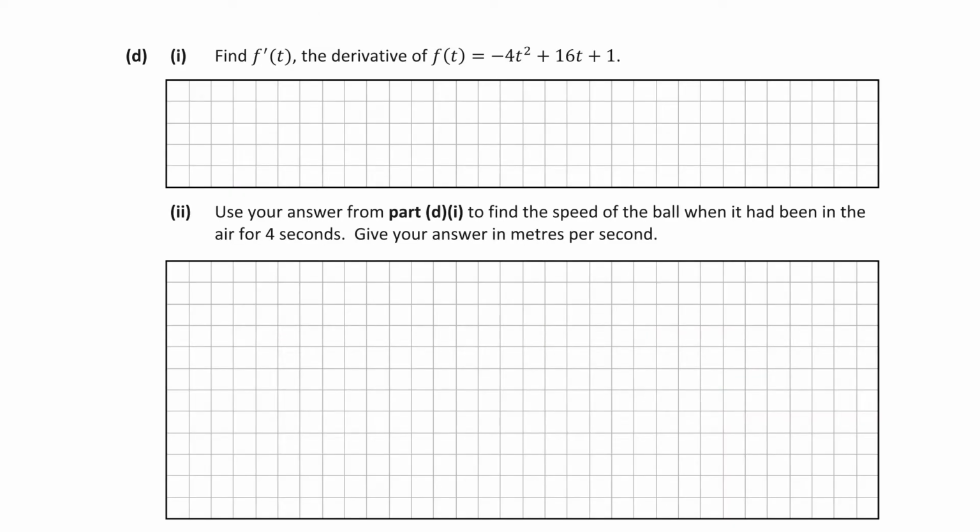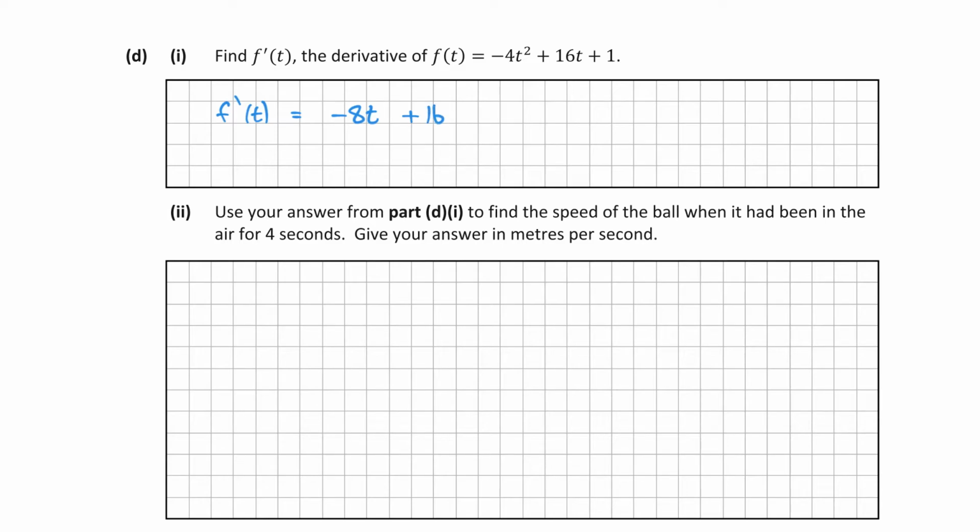Part D asks us to differentiate the function. So f of t is the function, and they're looking for f dash of t, which just means we need to differentiate it. So f dash of t is equal to, the 2 comes down in front, so it's 2 times -4, which gives us -8. T, we'll reduce that power by 1. So when we reduce 2 by 1, it'll be just 1. We tend not to put in the 1. And then the 16t will turn into plus 16.